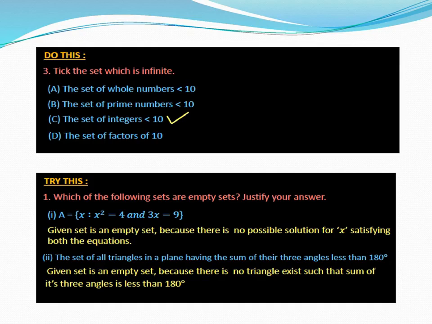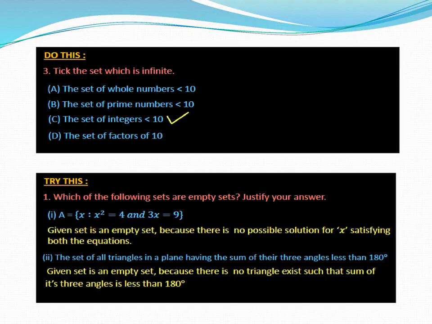But see, C, the set of integers less than 10. Here the set of integers means you can write both positive and negative numbers including 0. Less than 10 means you start from 9: 9, 8, 7, 6, 5, 4, 3, 2, 1, 0, minus 1, minus 2, minus 3, minus 4 and so on. So we cannot write the ending element. So the set of integers less than 10 is not a finite set, it is infinite. So the answer is C.